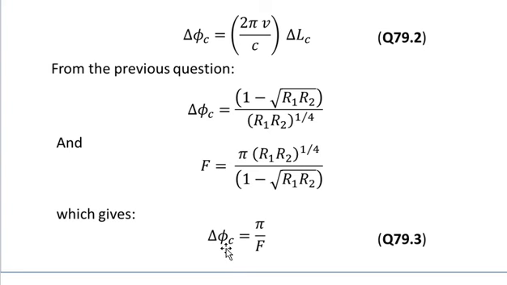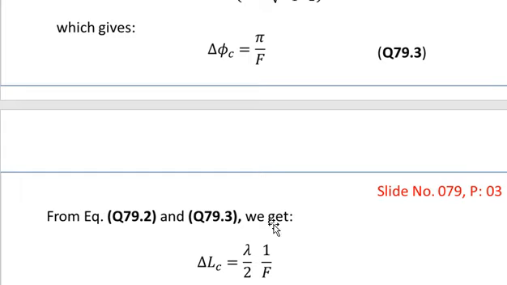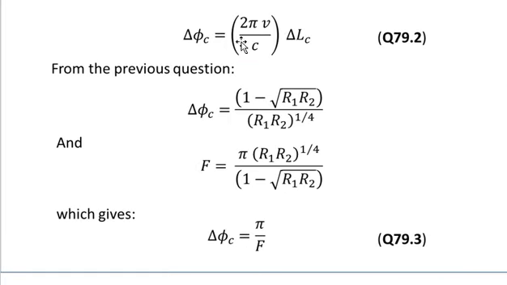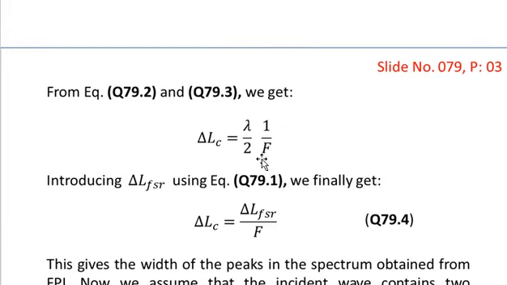So we have obtained delta phi c in equation number 3, and we have also mentioned delta phi c in equation number 2. You can see that this is equation number 2, this is equation number 3. So eliminating delta phi c from these two equations, we can get delta LC is equal to lambda by 2 into 1 over capital F. So this is the width of each individual peak at its half maximum in terms of the fineness of the interferometer. So delta LC is equal to lambda by 2 into 1 over capital F.